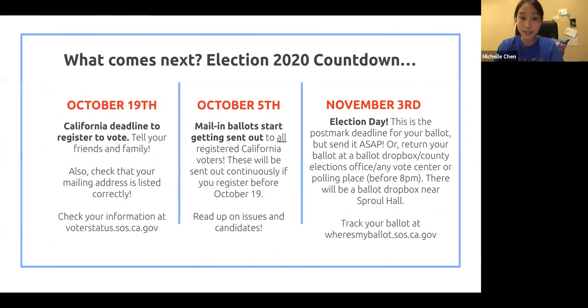And then some major dates to keep in mind. On October 19th, that is the California deadline to register to vote. You can register to vote after, which will be a same-day registration, but you need to do it in person at your polling place. So October 5th is when mail-out ballots started to be sent out, and they'll continue to be sent out as long as you register to vote before October 19th. And November 3rd is the big election day.